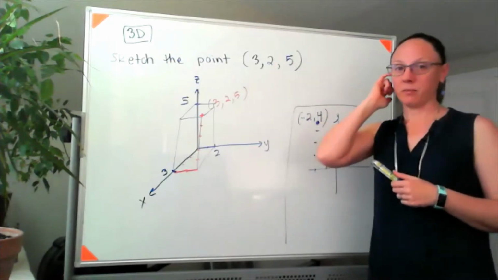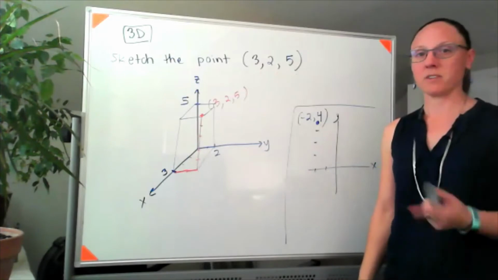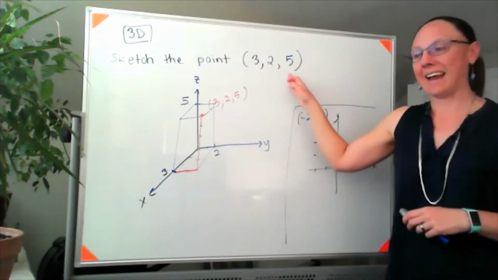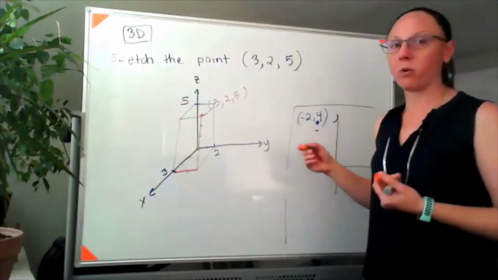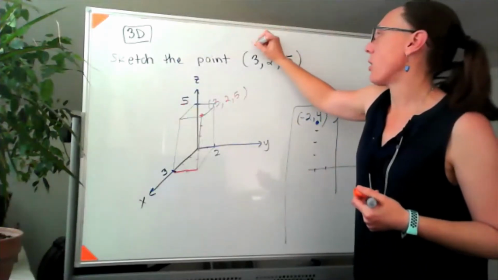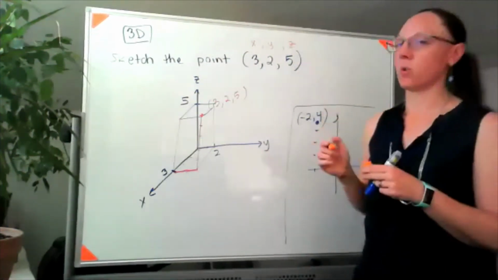When we move into 3 dimensions, we keep the same order of the points in terms of x and y. We're just adding on a z at the end. So when we're talking about coordinates in 3 dimensions, it's always going to be the x coordinate, comma, the y coordinate, comma, the z coordinate.